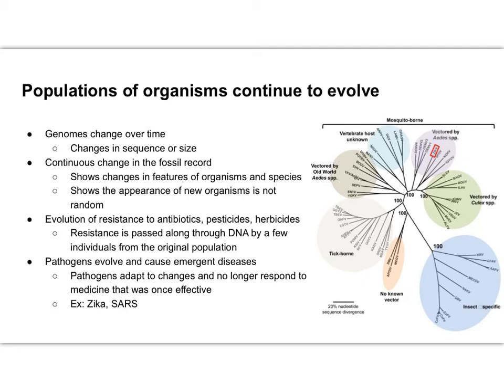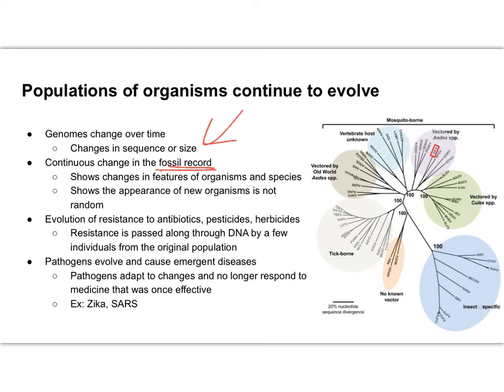One of the things we want to keep in mind as we continue through this evolution unit is that populations of organisms continue to evolve. We didn't just form eukaryotic cells and now we're done. Populations will still continue to evolve. Genomes will change over time, whether that's a change in the sequence or a change in the size. But they will change. The fossil record helps show us that change as we see the organisms changing through time.